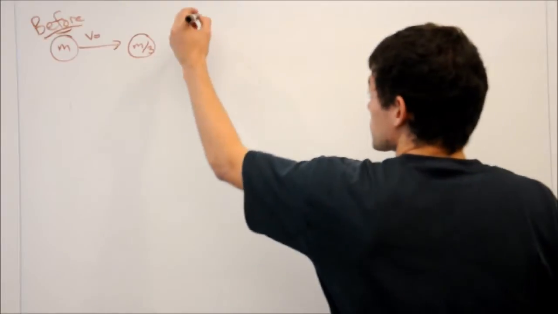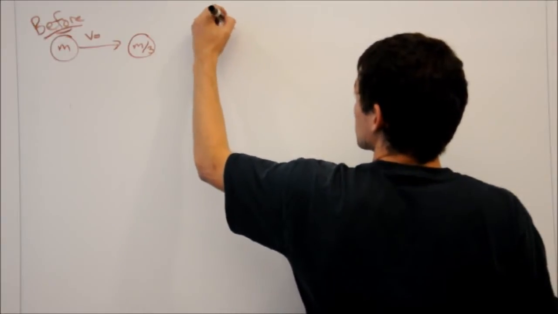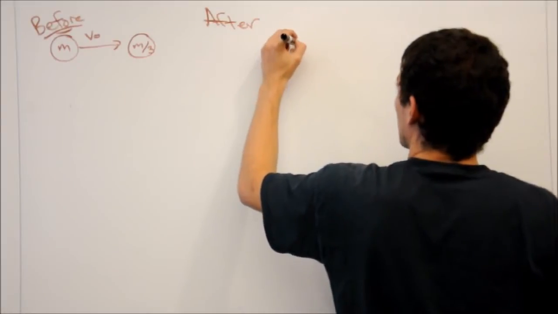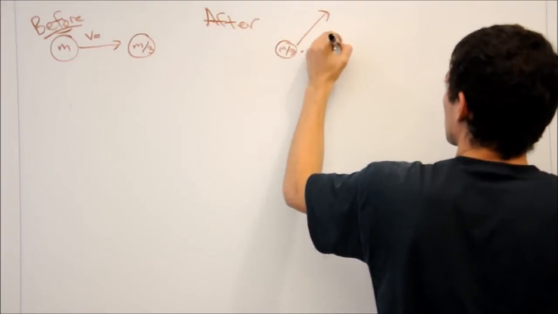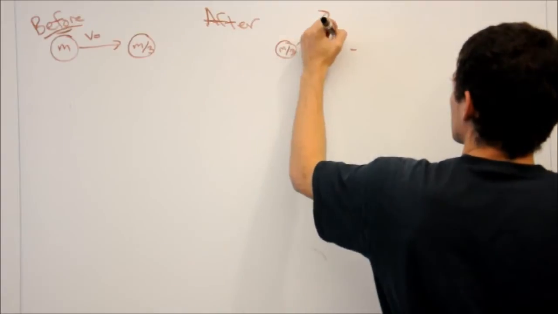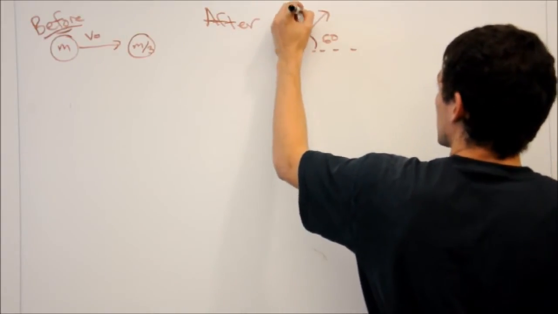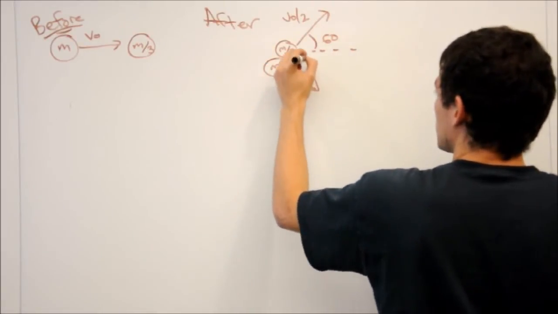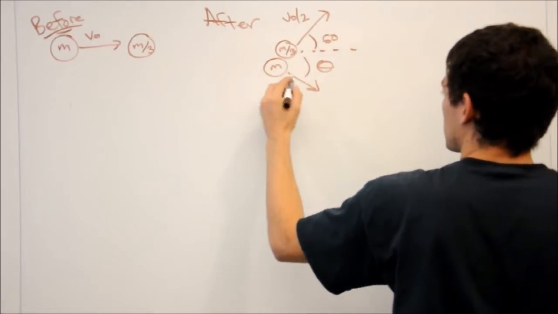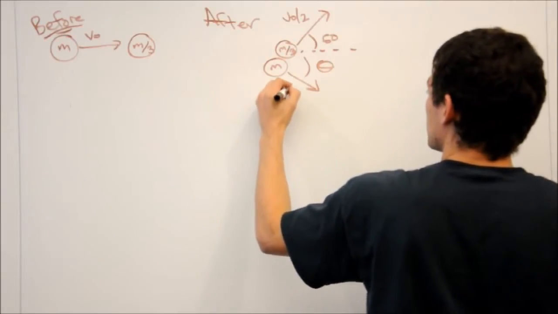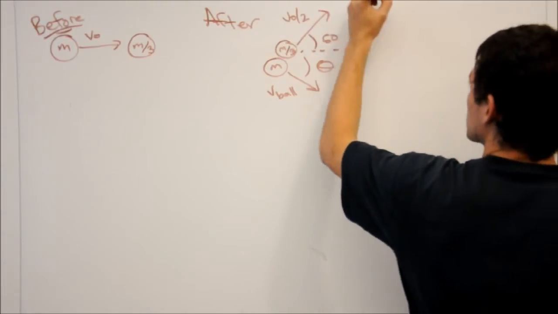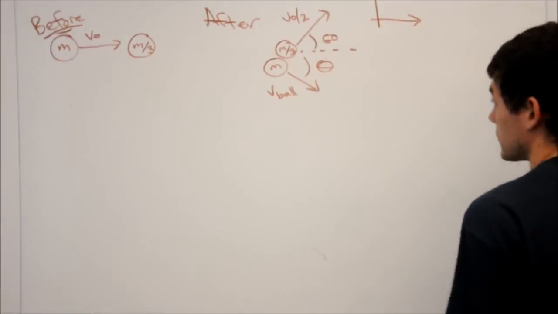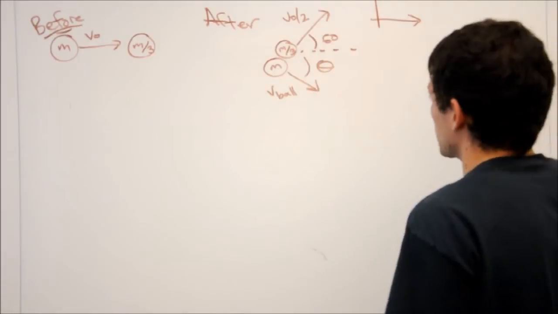Then there's going to be a collision, and after the collision, we're going to have the bowling pin moving up and to the right with an angle of 60 degrees and a speed v0 over 2, and the bowling ball is going to move down with some angle theta and some speed v ball. Now, we're going to define that the right is positive and up is positive. And we're going to use these later on.